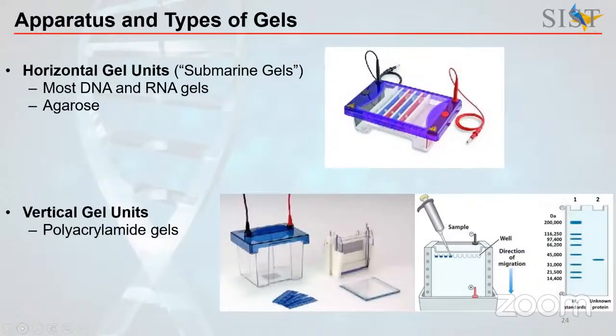So the apparatus and types of gels we use for gel electrophoresis. We can use horizontal gel units and vertical gel units, but for the separation of DNA and RNA, mostly we do use the horizontal gel unit. Why? Because in the horizontal gel unit, the buffer is totally covering the entire gel. So because of that, the ions present in the buffer constantly support the migration of the DNA on the gel matrix. All right. So the horizontal gel unit is always preferred in the separation of DNA and RNA.